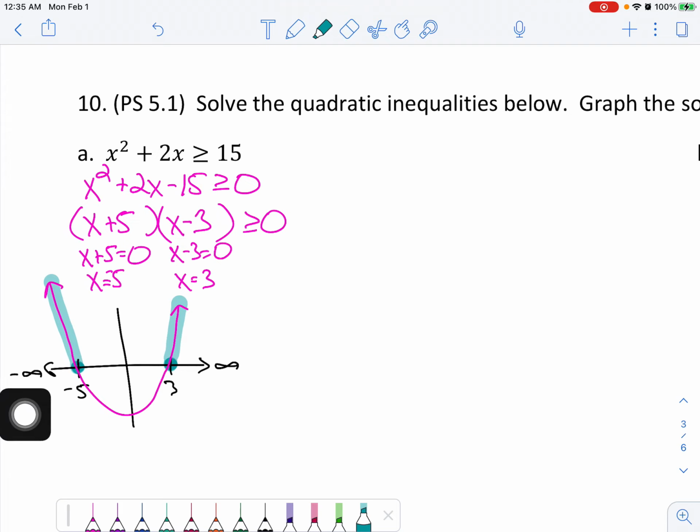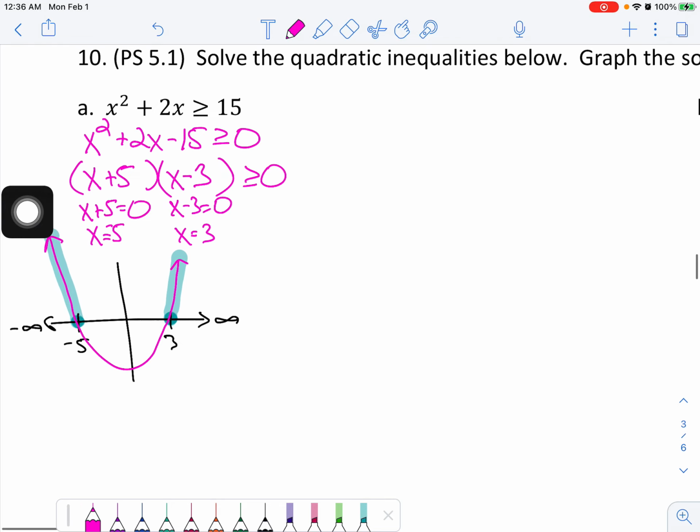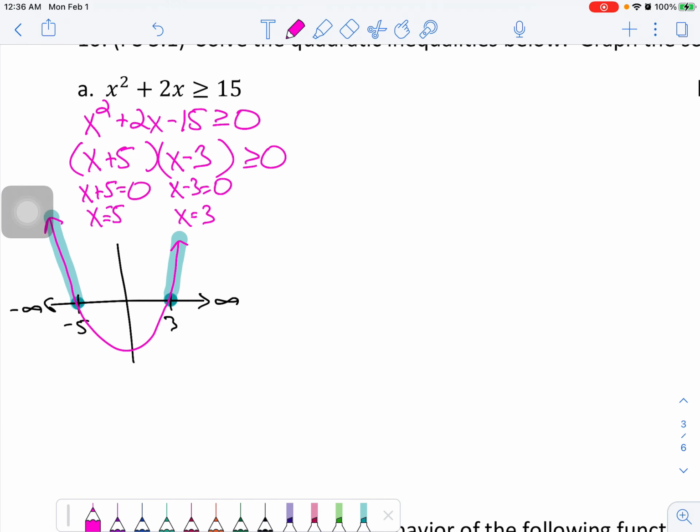So this is where I actually like having the interval here from negative infinity to negative 5, because that tells me where this starts. And then the other interval is from 3 to infinity. So I'm going to write those two out, and we'll talk about how we're going to write them in brackets or parentheses. So negative infinity to negative 5, union with 3 to infinity. If you have more than one interval that's joined, you put a little union symbol between them.